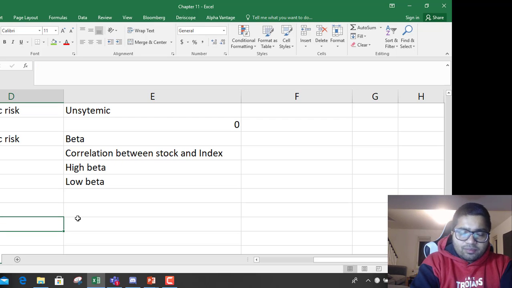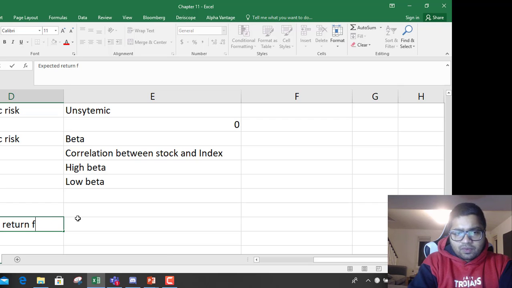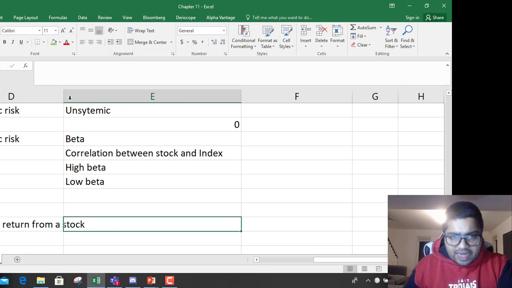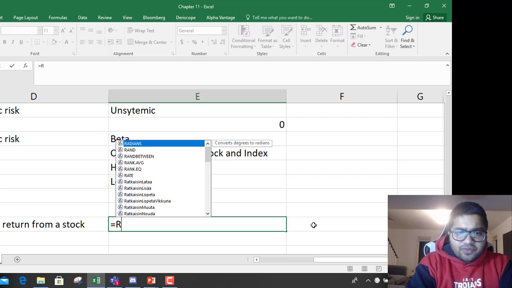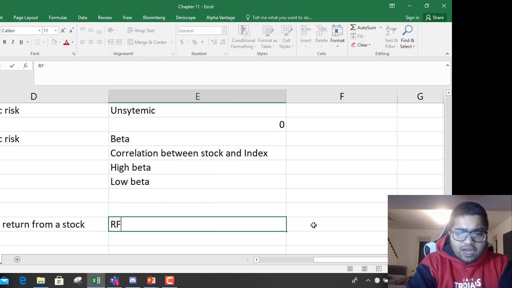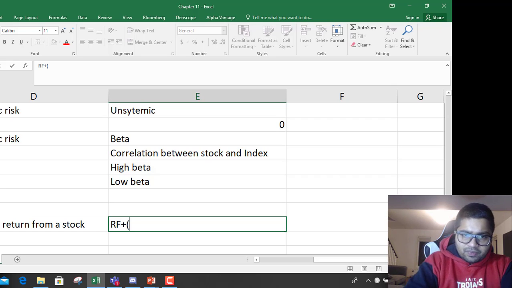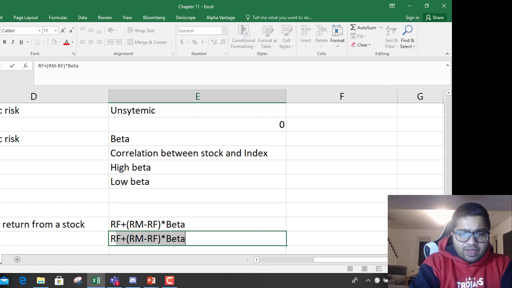So what is the CAPM model? CAPM model: expected return from a stock is given as risk-free rate, RF, plus return on market minus risk-free rate, times beta.